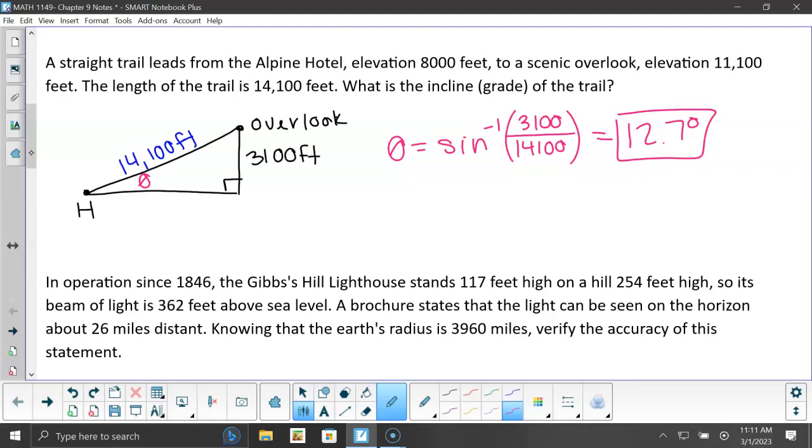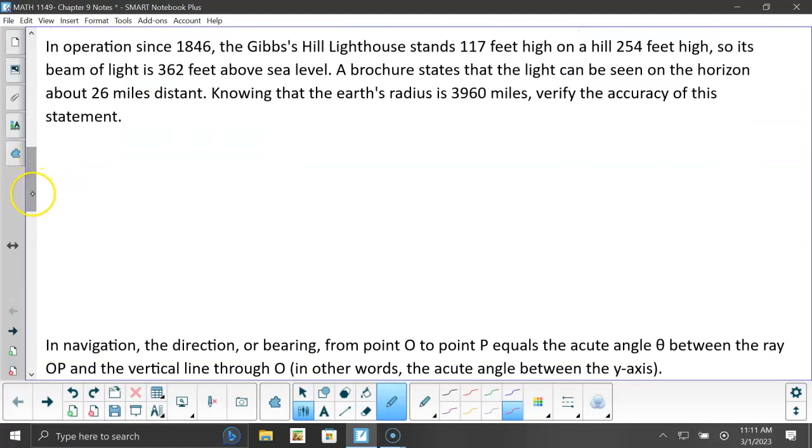All right. Up next, we've got a lighthouse. Now you can place that sticker. The lighthouse sticker, not the hat. Just the lighthouse sticker.